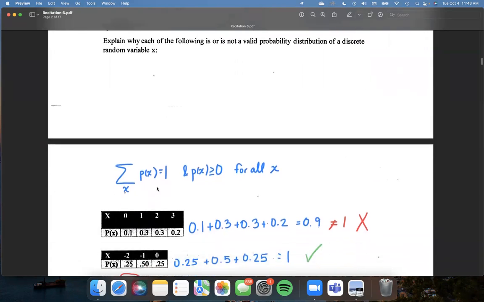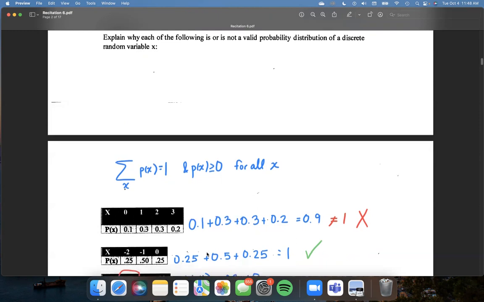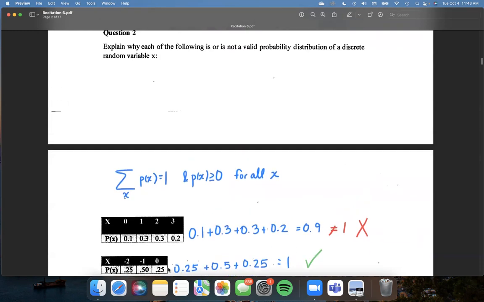Next, we're going to check two things. First, we're going to add up the probabilities. So 0.25 plus 0.5 plus 0.25 is 1. And then we also have all of these probabilities greater than or equal to 0. We don't have any negative probabilities. So 0.25 is non-negative, 0.5 is non-negative, and 0.25 is non-negative. So we're good here. So this is a valid probability distribution.